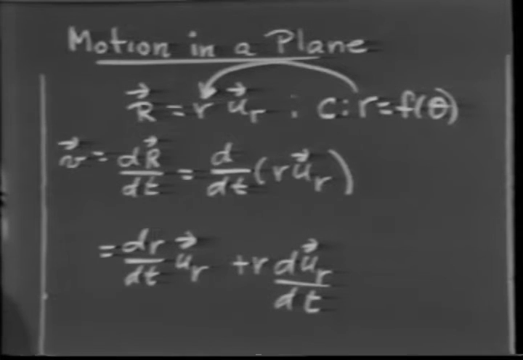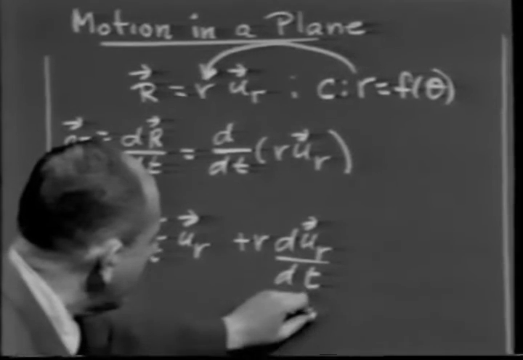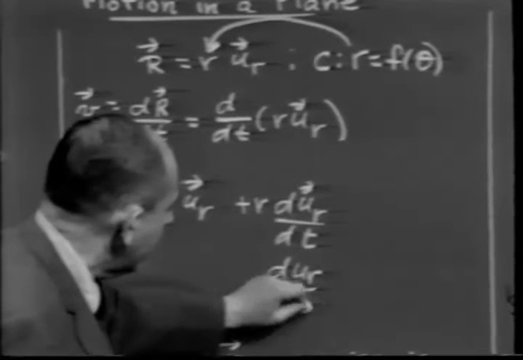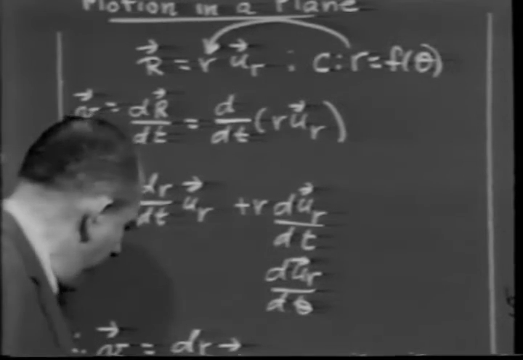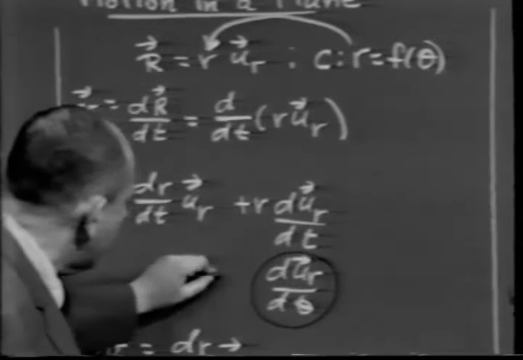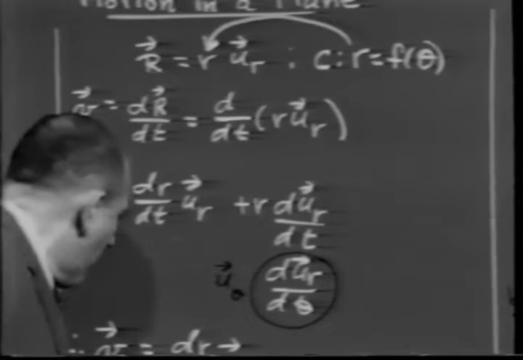But now here again is why the chain rule is so important. Keep in mind that I already know that if this expression here had been the derivative of u sub r with respect to theta instead of with respect to t, what would this expression have been? It would have been u sub theta. We saw that earlier in the lecture.